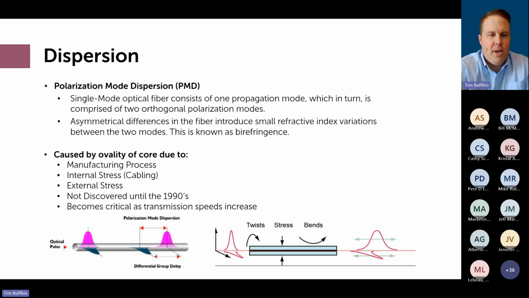So this can be caused by multiple different things. It could be the manufacturing process of the glass itself. It could be internal stress caused from the cabling process, or external stress. But obviously, the more data you're trying to pump through, this becomes critical as the transmission speeds increase and the distances increase.